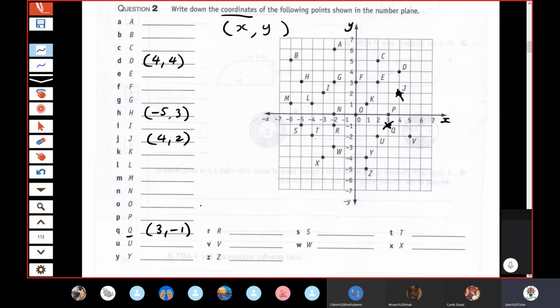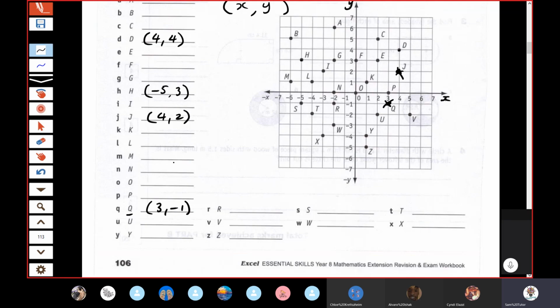X this way, left and right, Y up and down. All right.